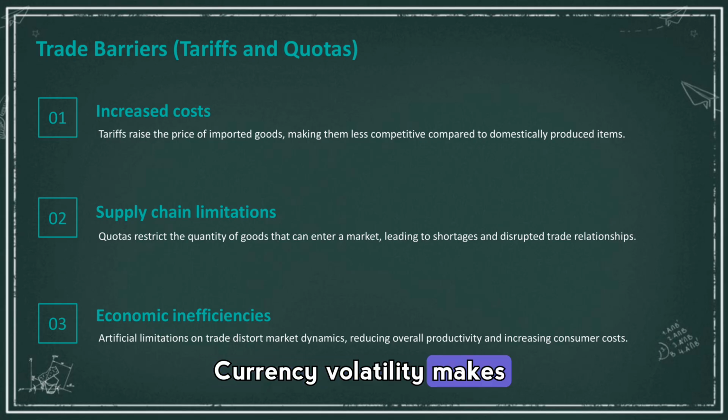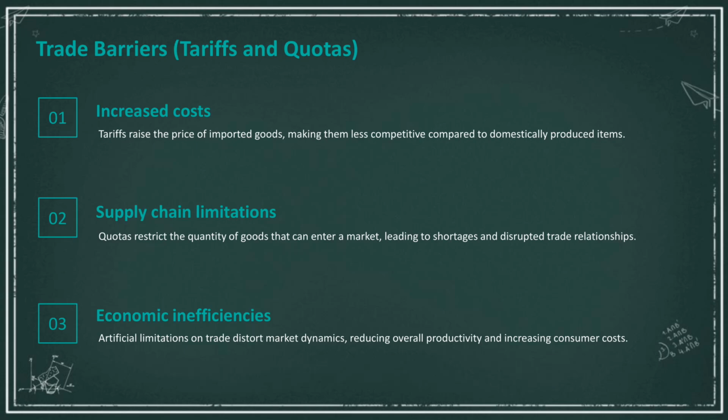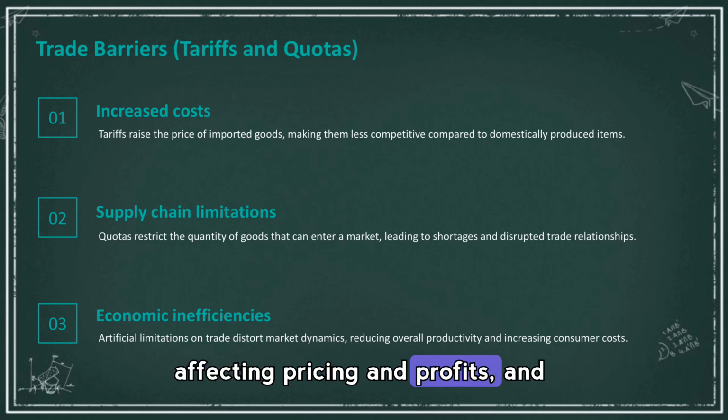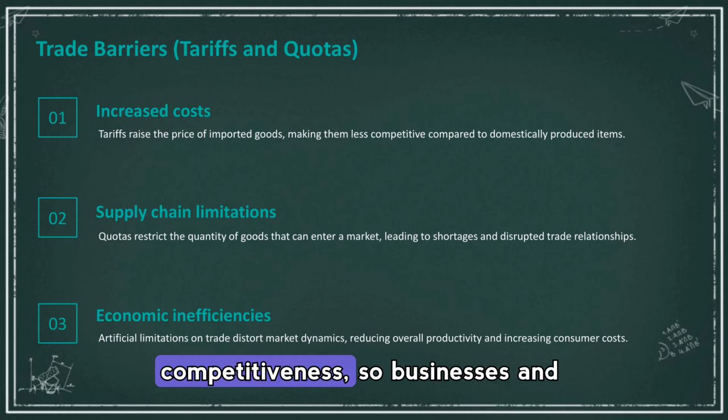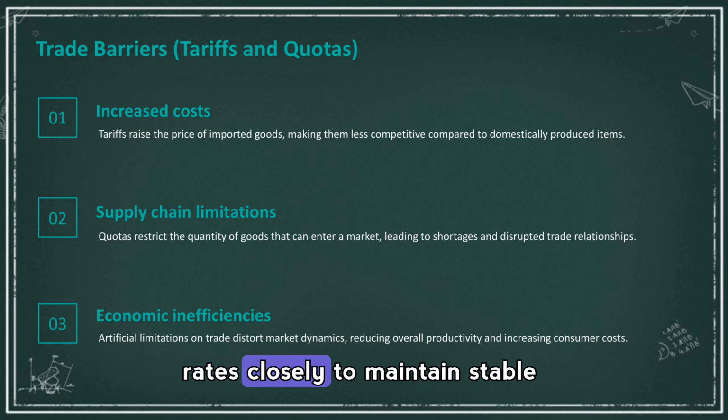Currency volatility makes international deals unpredictable, affecting pricing and profits, and companies often need financial hedging to manage these risks. Large currency shifts can also change a country's export competitiveness, so businesses and governments monitor exchange rates closely to maintain stable trade relationships.